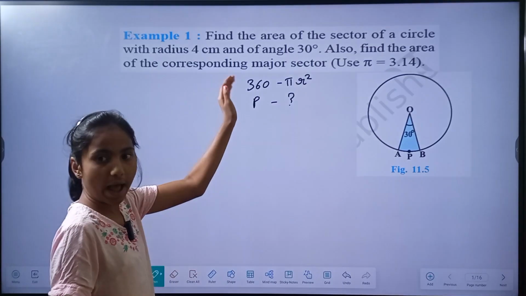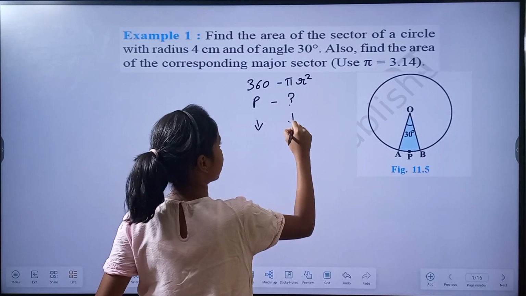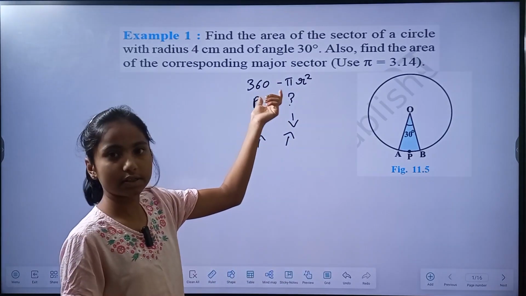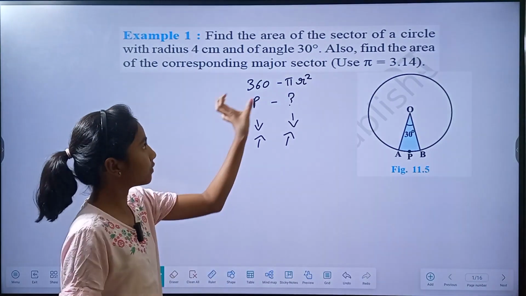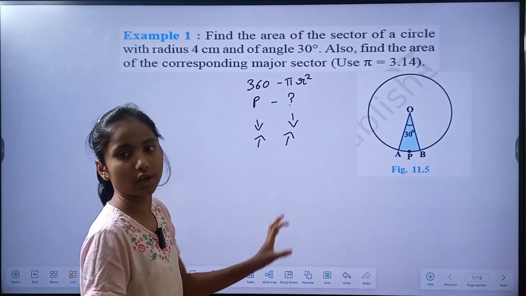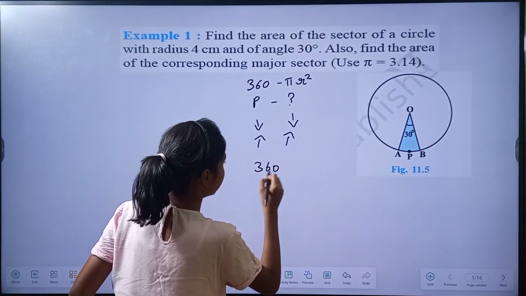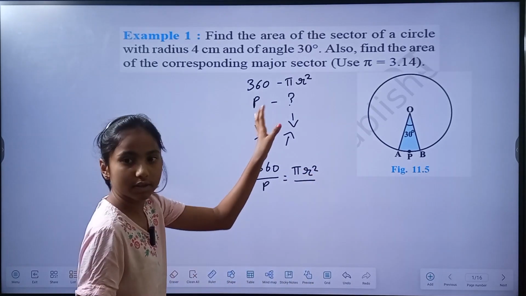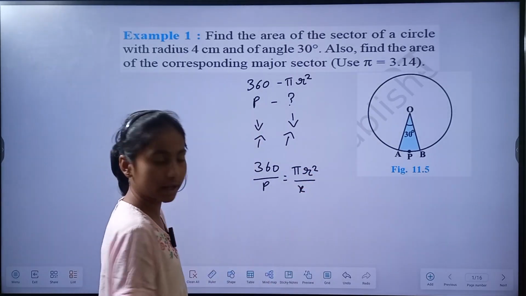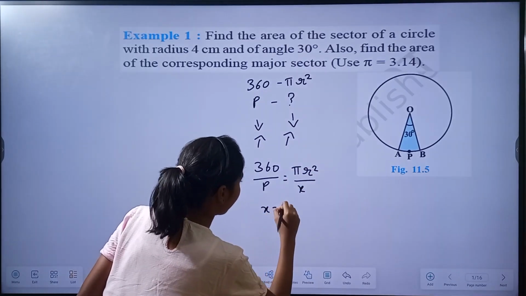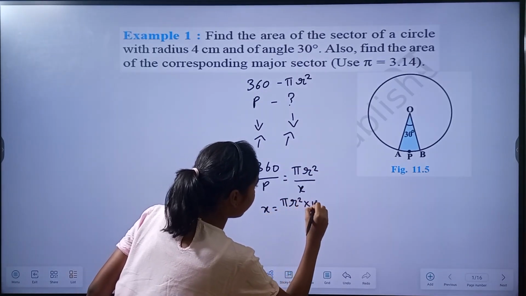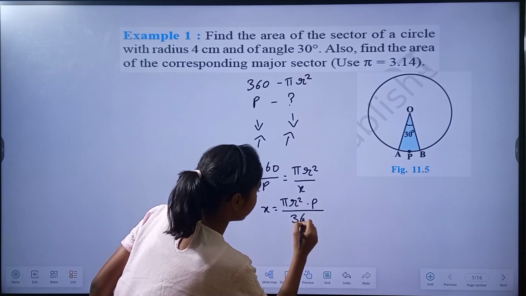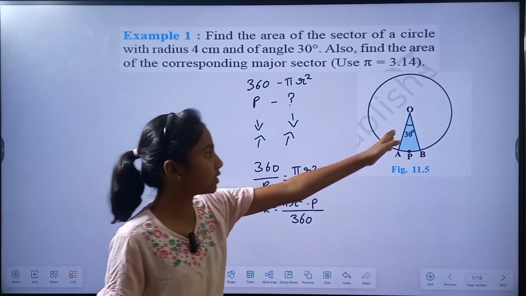If the angle decreases, then the area also decreases. But if the angle increases, the area will also increase. Which means these two quantities are directly proportional, so the two ratios are equal. We can write 360 divided by p equal to pi r square divided by what we have to find. Let us take it as x. So x equals pi r square into p divided by 360. This is the area of the sector, which means the shaded area.